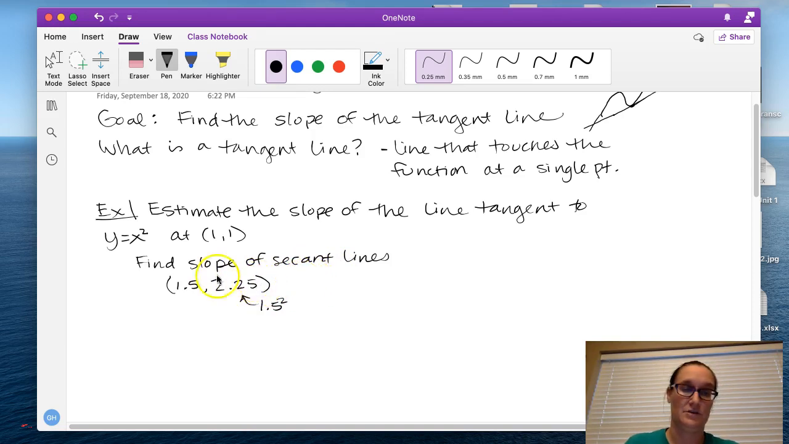So we're going to find the slope using this point and (1, 1). If we find that slope, we do y2 minus y1 over x2 minus x1. And if we calculate that, that ends up being 2.5. So that's the slope of our approximate tangent line. How good is that approximation?